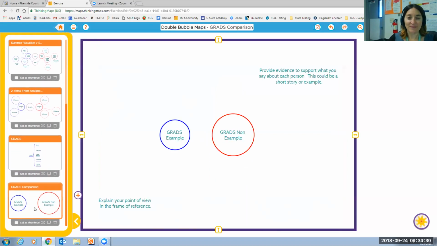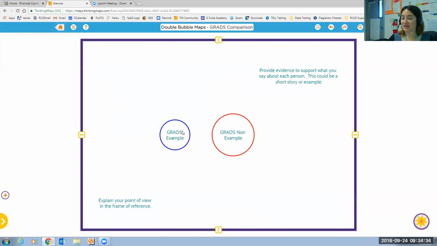Your double bubble map is going to compare someone you know. This can be someone you know personally. It can be a famous person. It can be anyone in your life. Someone you know who you think is a good example of GRADS, and someone who you think is not an example of GRADS. You're going to compare them.